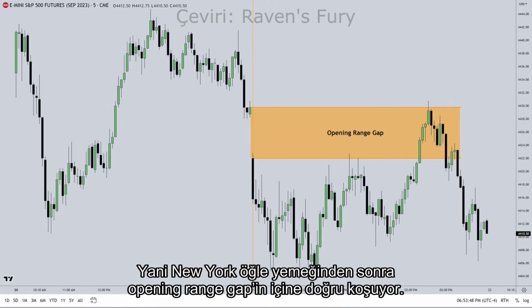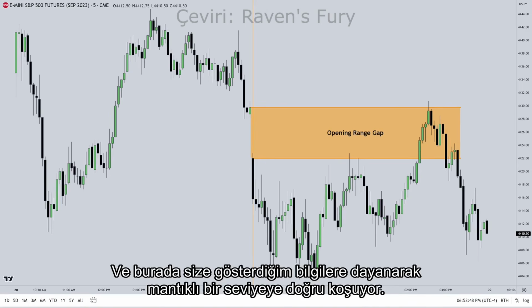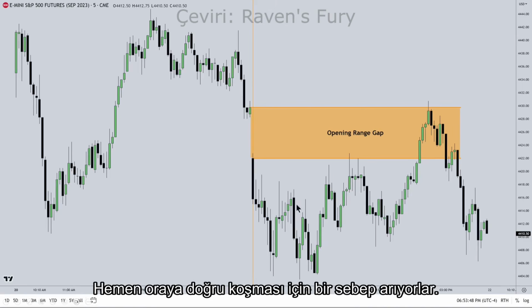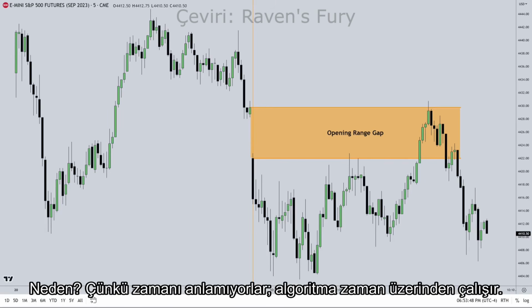So it runs up into the opening range gap after the New York lunch, after the morning session chop, and it runs to a logical level based on the information I'm showing you here. See, in the morning, a lot of folks that understand this gap exists were looking for any reason to run right up there then. No, they're not going to see it. Why? Because they don't understand time. The algorithm runs on time.